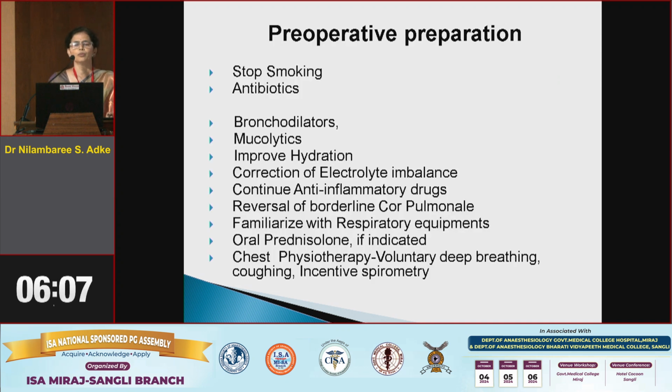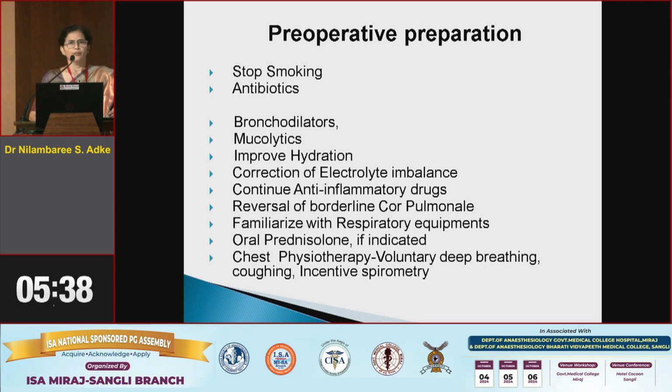Then in preoperative preparation, stopping smoking is most important, because within the first 12 to 18 hours the carboxyhemoglobin levels will decrease and there will be improvement in oxygen carriage. And if this is continued for up to 2 weeks or more, the mucociliary transport of secretions will improve, and that function is important perioperatively.